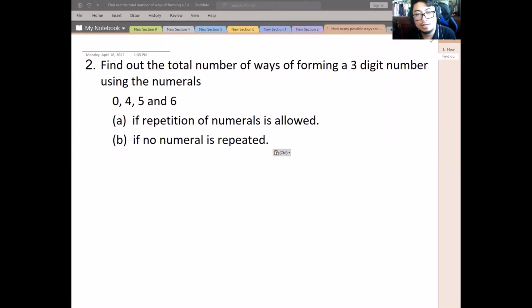Find out the total number of ways of forming a 3-digit number using the numerals 0, 4, 5, and 6.